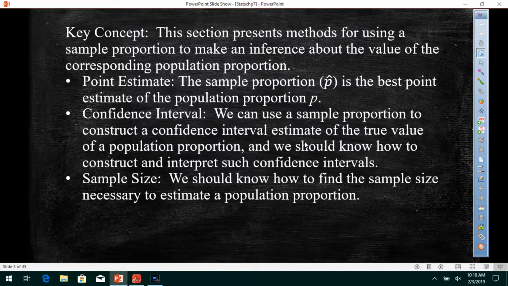Confidence interval. We can use a sample proportion to construct a confidence interval estimate of the true value of a population proportion, and we should know how to construct and interpret such confidence intervals. Sample size. We should know how to find the sample size necessary to estimate a population proportion.